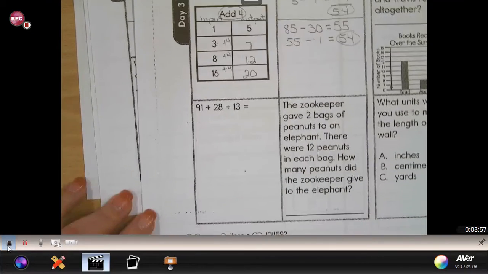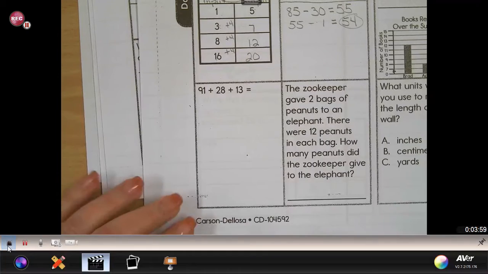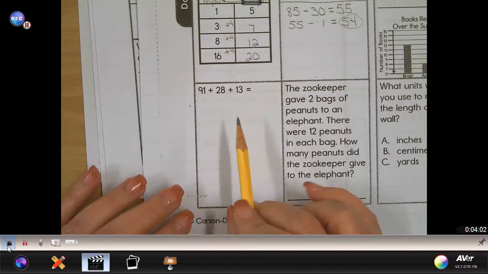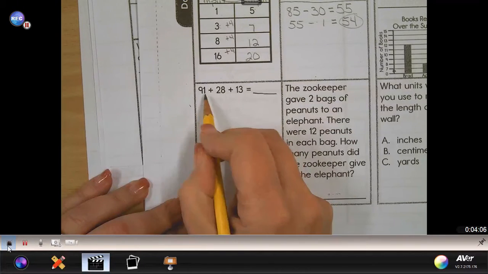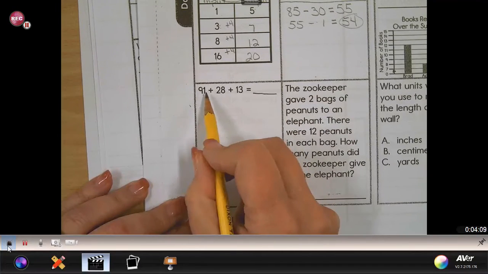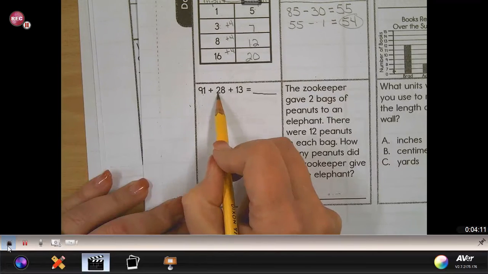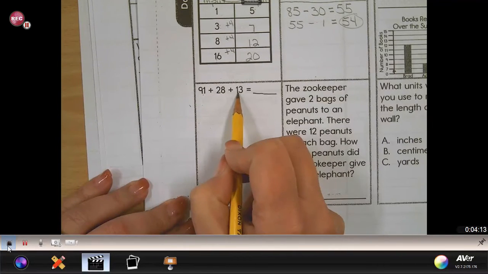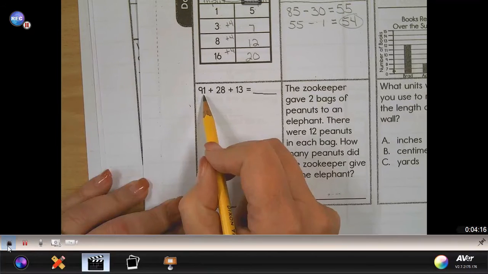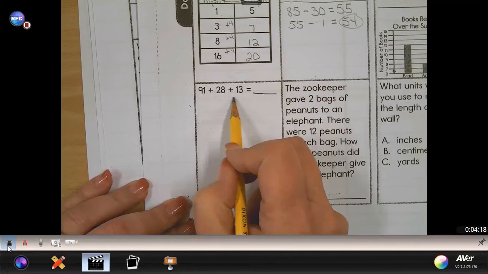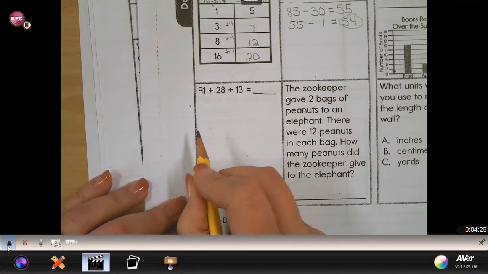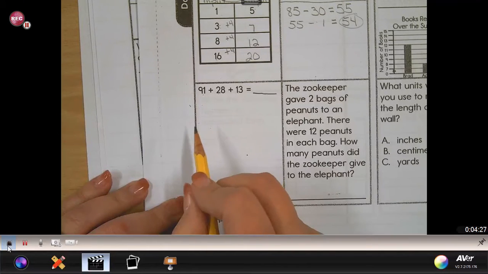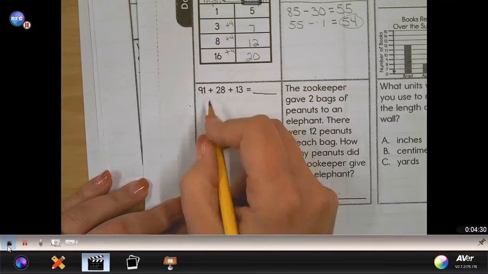We'll go to our addition sentence here. So our addition sentence, we actually have 3 addends that we're trying to find the sum of. So we know that 90 and 20 and 10, we can kind of get an idea that it's going to be a little over 100 if we're using a reasonable estimate. So 20 and 10 is 30. So we can get an idea that this is going to be about 130, give or take.